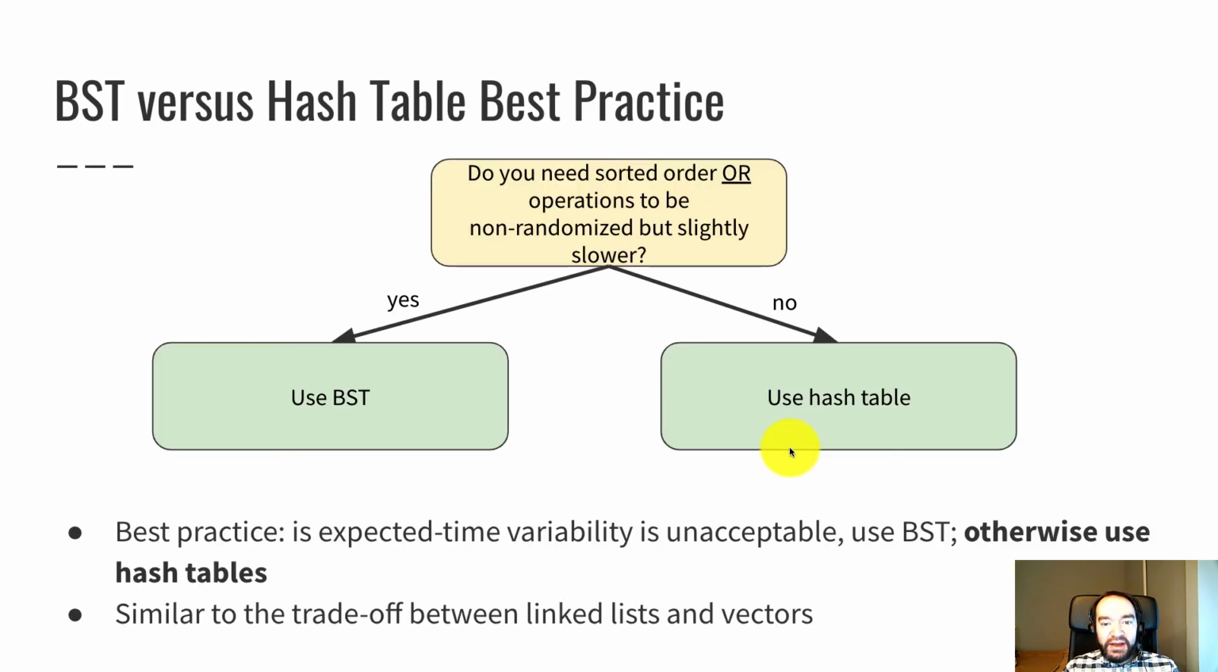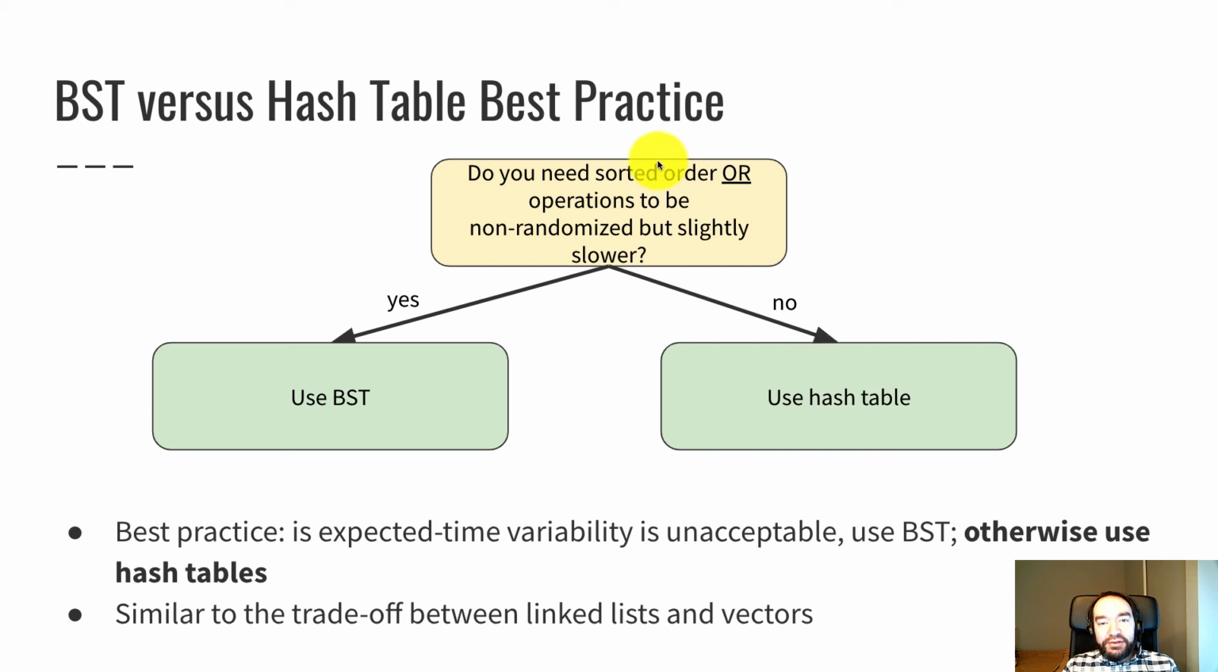So here's the decision tree I would recommend for deciding between a binary search tree and a hash table. The main difference is that hash tables are usually faster, but have two deficiencies. One is that binary search trees keep the keys in order, and also binary search trees have this provable, consistent performance with no exceptions. So here's the decision you have to make. If you need the sorted order of the keys, or if you need the operations to be non-randomized, so they always take the same amount of time and you can tolerate the operations being a little slower, logarithmic time versus constant, then use a binary search tree. But in any other situation, use a hash table.